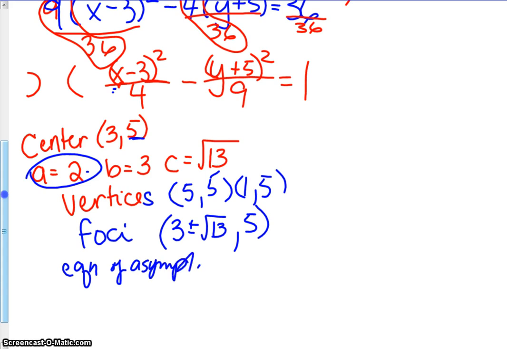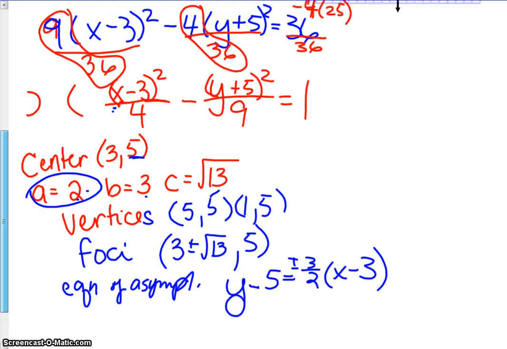A-S-I-M-P, asymptotes. Okay, if you remember, it's y minus your k, here my k is 5, equals the slope, and we'll get at that in a minute, x minus your h. H is your 3. Okay, and then the slope is your up over your over, whatever is going up and down compared to your over. And here in this case it's 3 over 2. Okay, so it is your b over your a in this case. And it's plus minus because we have two values.